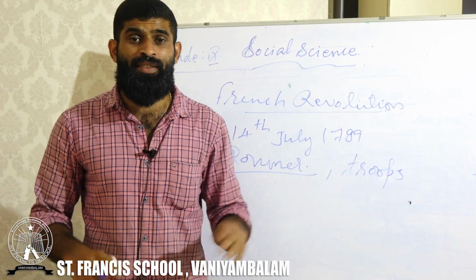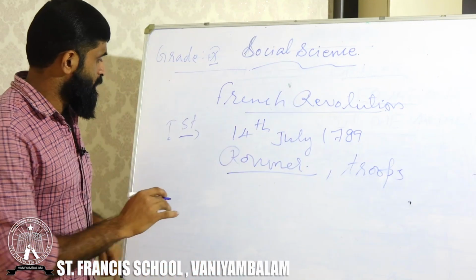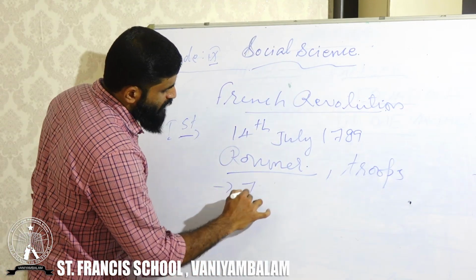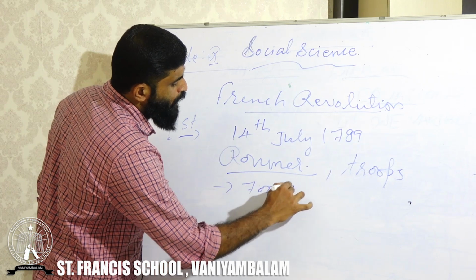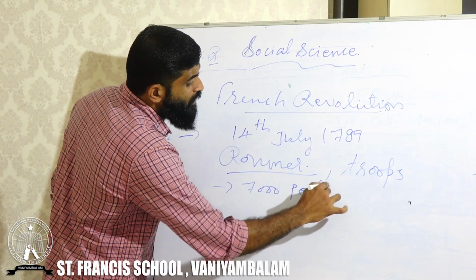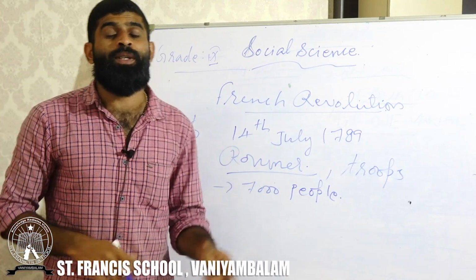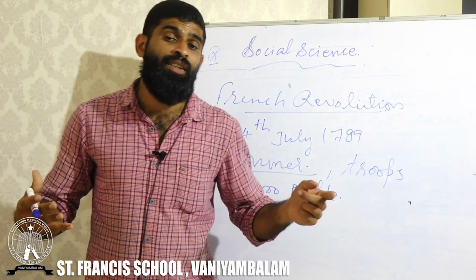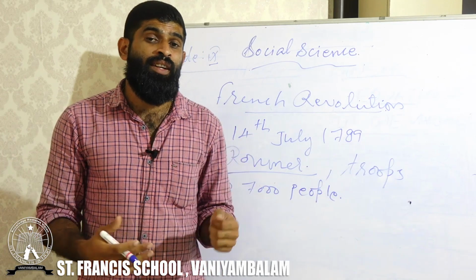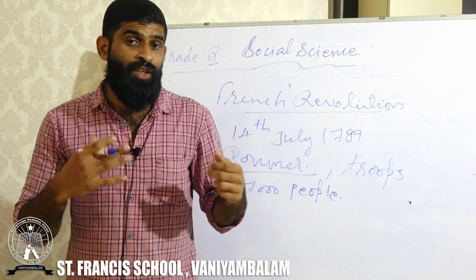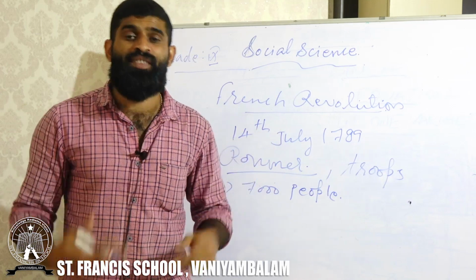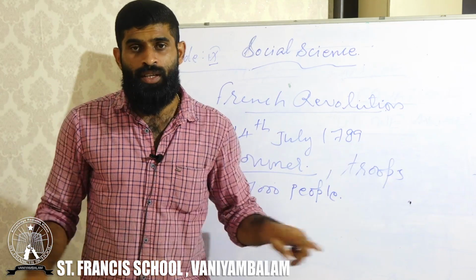Agitated mood in the sense, 7,000 people. See, in the first paragraph you can see 7,000 people of France gathered together. They gathered in Paris, and they planned that if the troop comes towards them, definitely we will never run back.